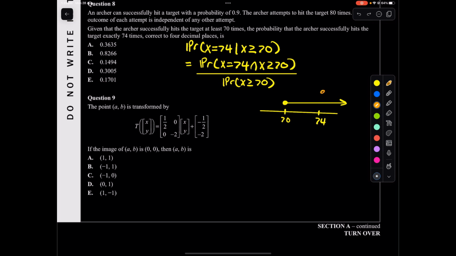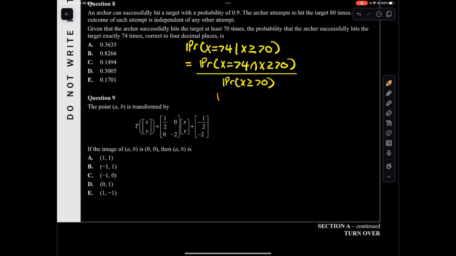In other words, at x equals 74 and x is greater than or equal to 70, when do they intersect? There's only one point of intersection, just right over here, which is x equals 74. So we can rewrite this whole expression as the probability of x equals 74 all over the probability of x is greater or equal to 70. Very nice. So I'm going to use my calculator for this.